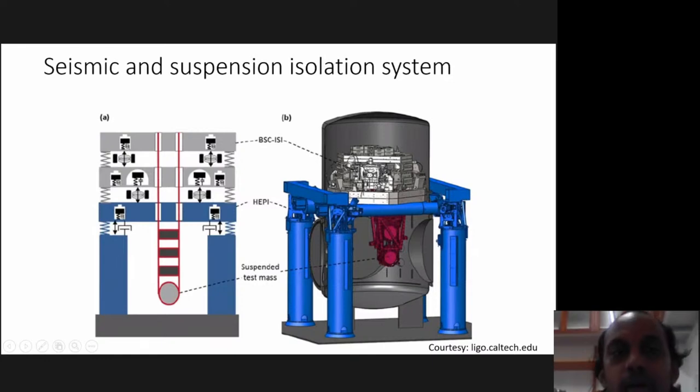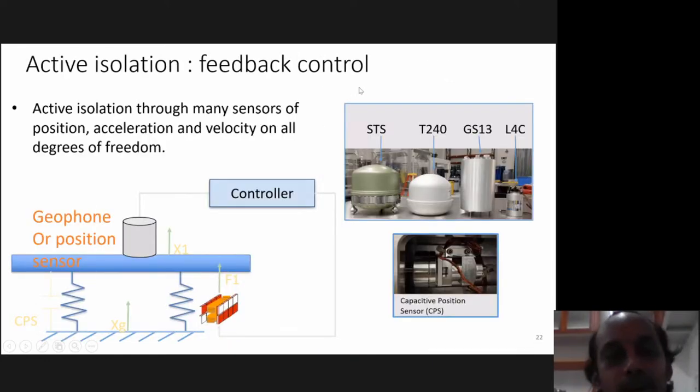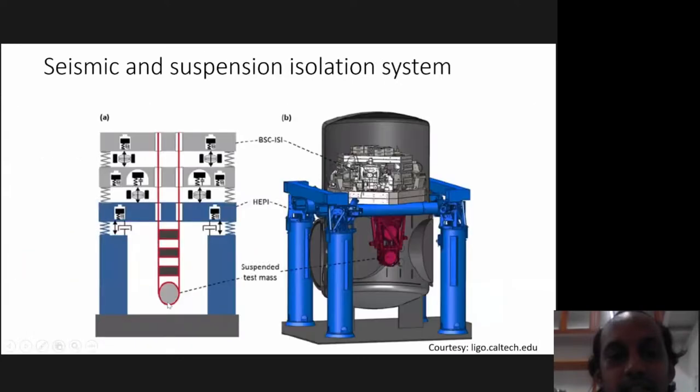Not only do we have this passive suppression from these different stages, we also do an active control of the stages so that the test mass, the mirror, is not effectively moving. If the ground moves, it moves the whole structure in the direction opposite to the motion of the ground, such that the mirror doesn't see the motion of the ground. So it's effectively free from the surroundings.